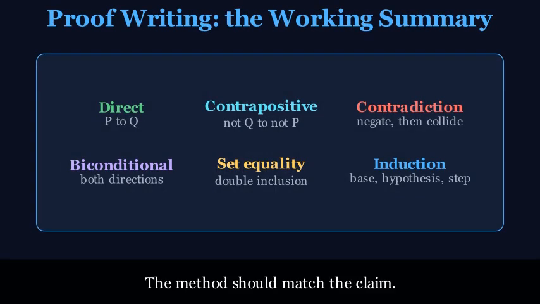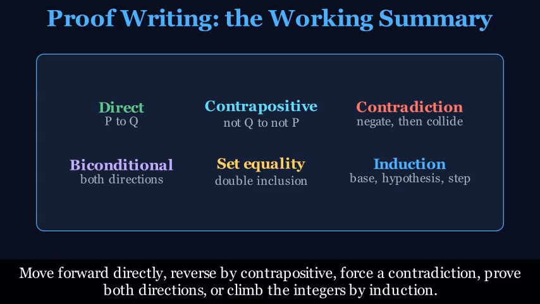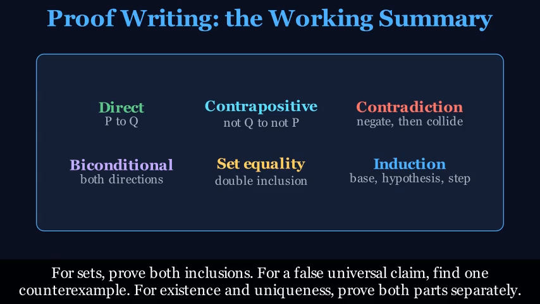The method should match the claim. Move forward directly. Reverse by contrapositive. Force a contradiction. Prove both directions. Or climb the integers by induction. For sets, prove both inclusions. For a false universal claim, find one counterexample. For existence and uniqueness, prove both parts separately.